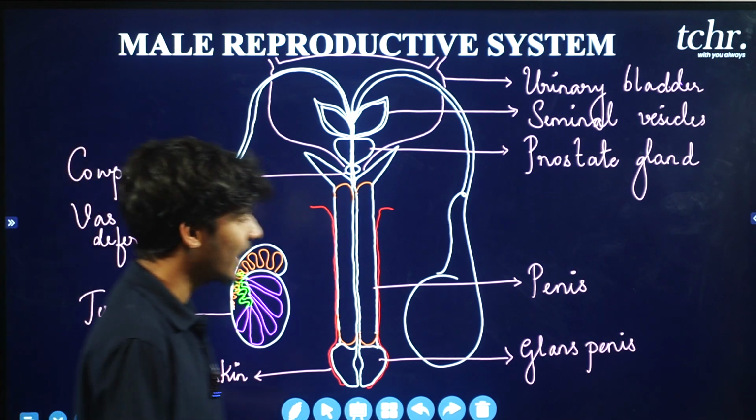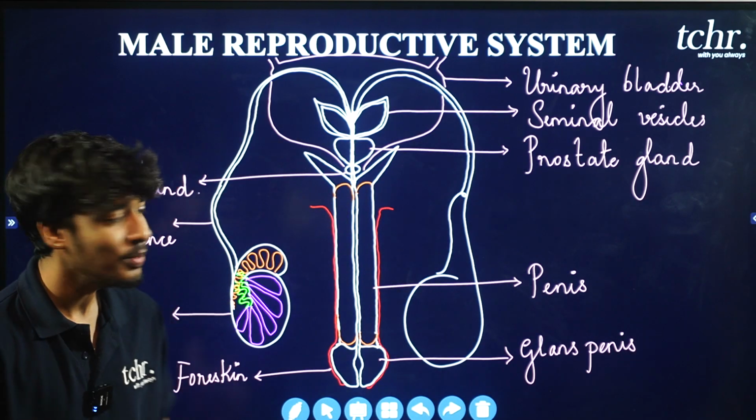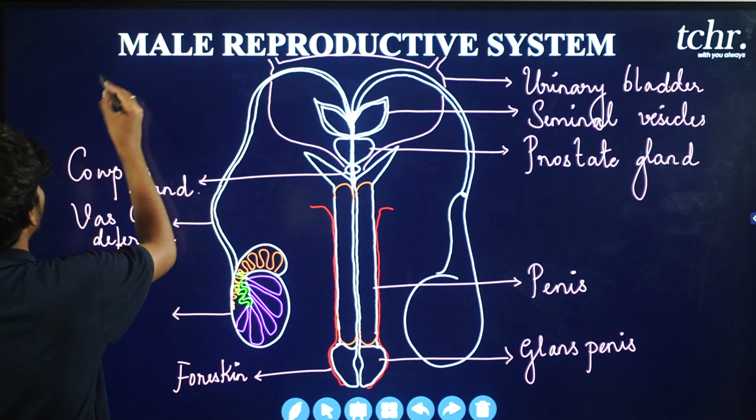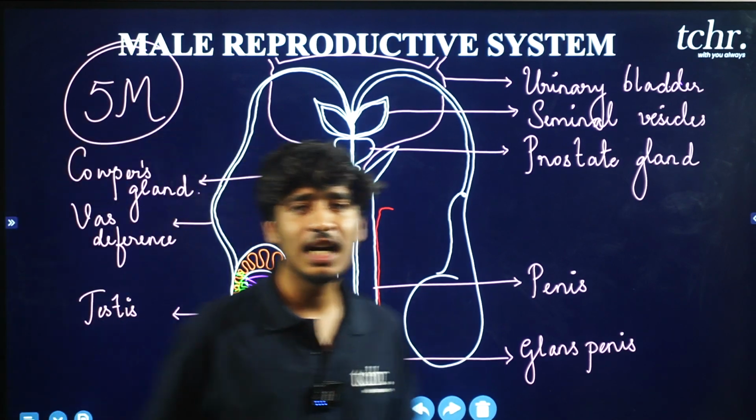So see how within 10 minutes we are able to cover this diagram, which is the most important 5 marks diagram for your PU board examination.